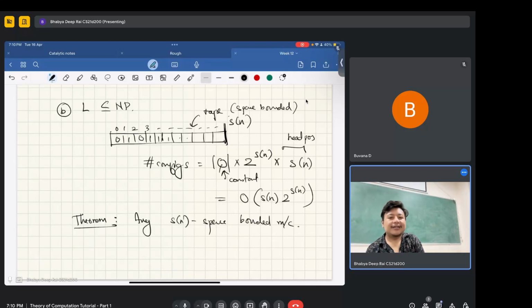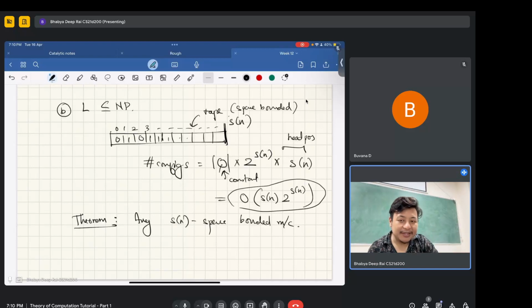Oh yeah, and since there are only so many configurations possible, the machine can run for only this much time. Because if it runs for more than this much time, it means some configuration is repeated. If some configuration is repeated, my Turing machine is never going to halt. And we are only talking about decidable languages, those problems for which there are halting Turing machines. So this is the maximum amount of time we can have. This is the max time.